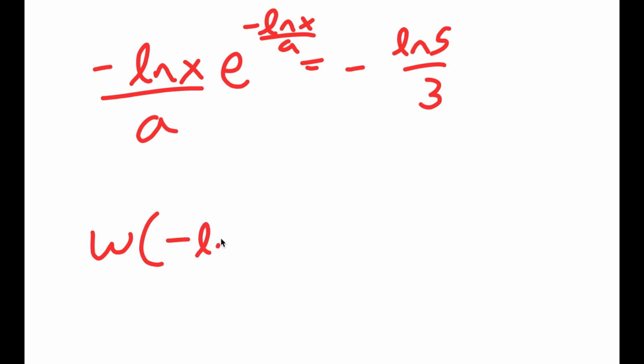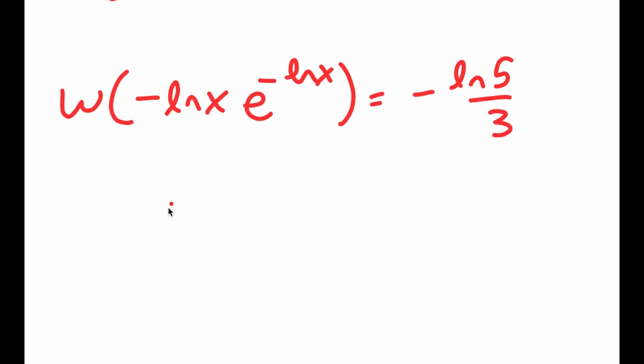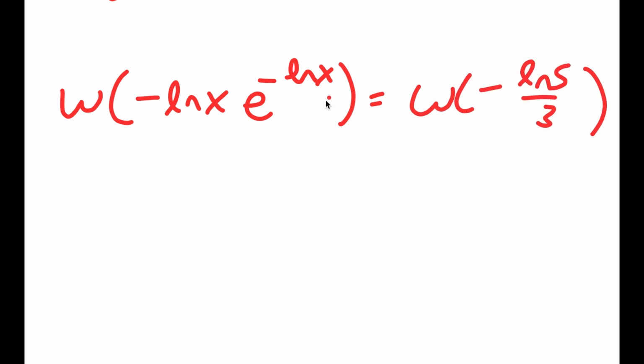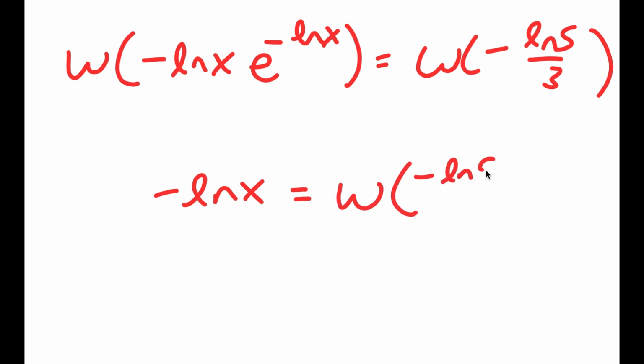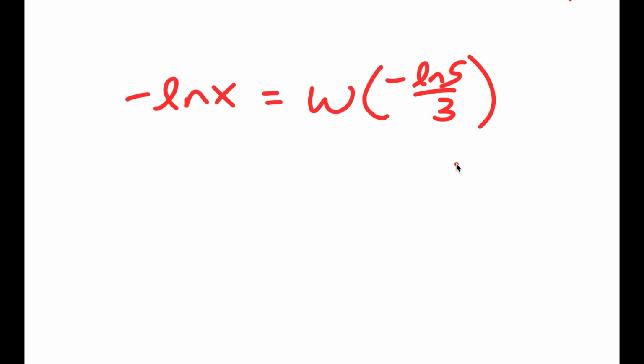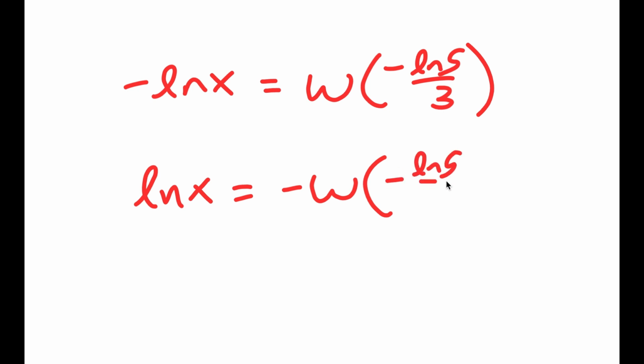So now I can take the W on both sides. The value of a is in this case negative ln x. And by the way, you have to take the W on both sides. But now I have negative ln x is equal to W of negative ln phi over 3. Now from here, I'm going to again multiply both sides by negative 1. So now I get ln x is equal to negative W of negative ln phi over 3.